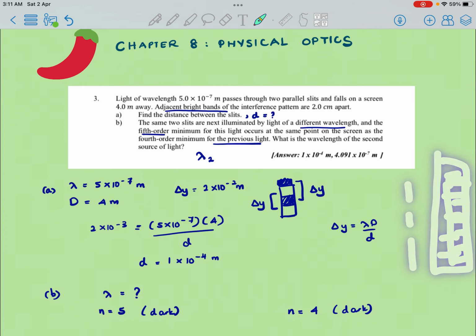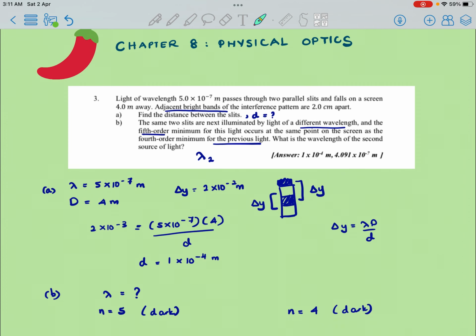Tapi dia dapati n equals 5 minimum. Okay, kita nampak dark yang ni bertindih dengan dark yang fourth order minimum for the previous light. Okay, ni previous slide ni maksudnya apa? Previous slide ni maksudnya 5 darab 10 kuasa negatif 7 tu lah. So maksudnya kat sini, masa fourth order minimum for the previous slide. So the previous slide refers to the 5 darab 10 kuasa negatif 7.